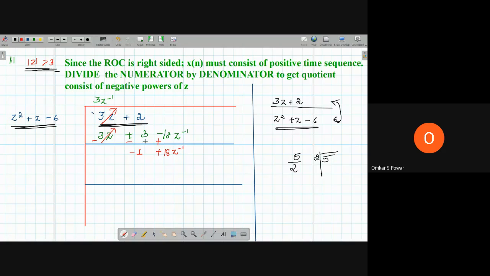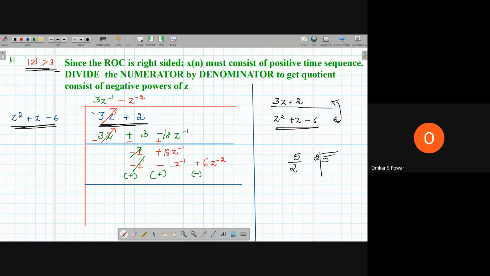Then what you have to do? You have to multiply it by what to get −1? You have to multiply it by −z⁻². So if you multiply −z⁻², what you'll get here? −1. So −z⁻² into plus z is −z⁻¹. So −z⁻² into −6 is plus 6z⁻². Then you have to change the sign. So plus becomes minus, minus becomes plus, and minus becomes plus here. So this 2 and this 2 cancel off.